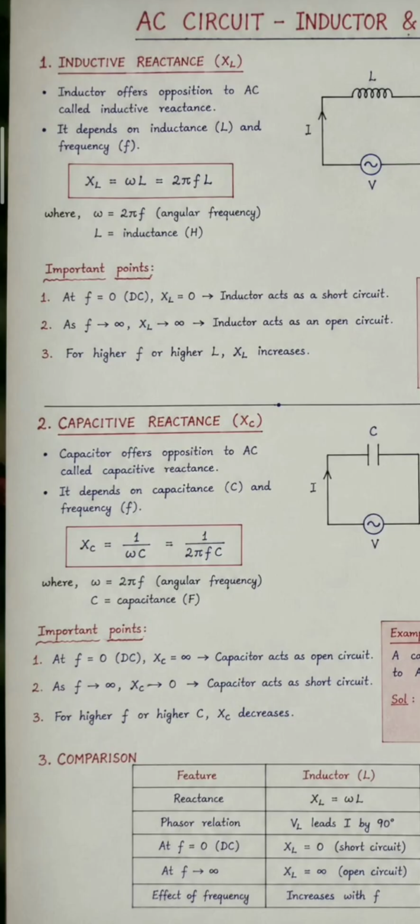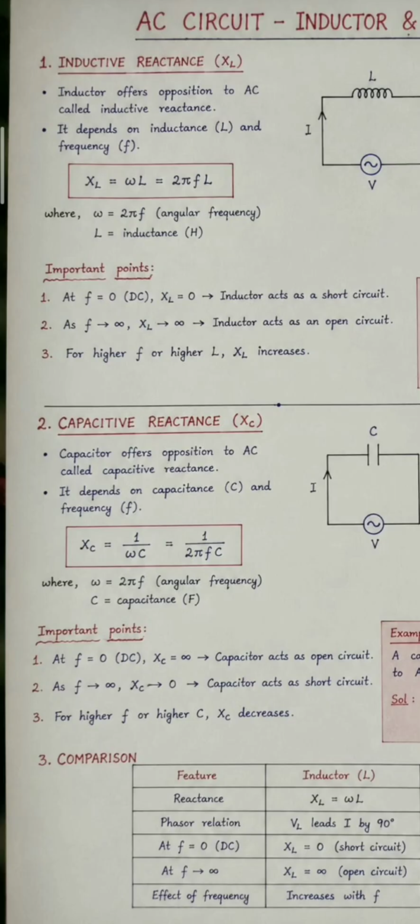Important points: as f is equal to 0 in DC, XC is equal to infinity. If we substitute f as 0 in place of f, we get 1 by 0, which means infinity. Then the capacitor acts as an open circuit. We already saw in the inductor that as f is equal to 0, XL is equal to 0, so it acts as a short circuit. XC equal to infinity means it acts as an open circuit. And if f is equal to infinity, then XC is equal to 0, and the capacitor acts as a short circuit.